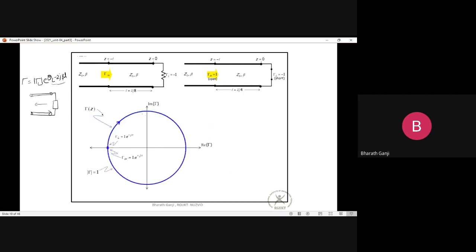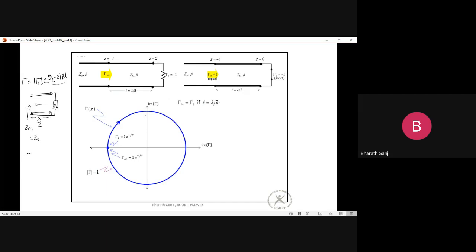And if you move a length of lambda by 2, whatever might be the reflection coefficient, it will be the same after you move a length of lambda by 2. It will be the same because if you travel a length of lambda by 2, the input impedance that you see is again equal to ZL.